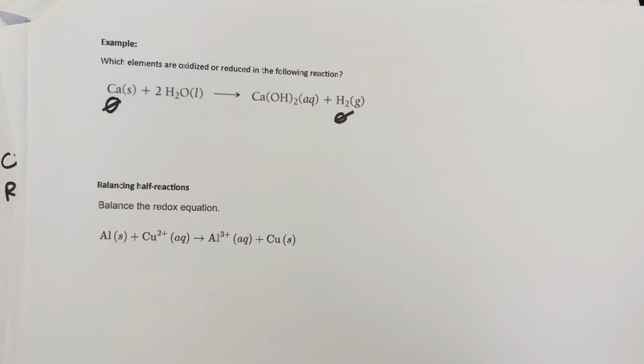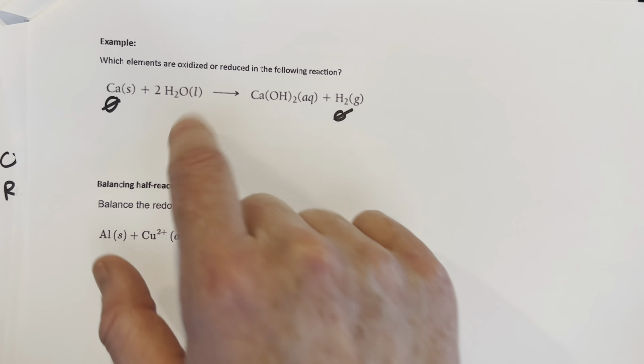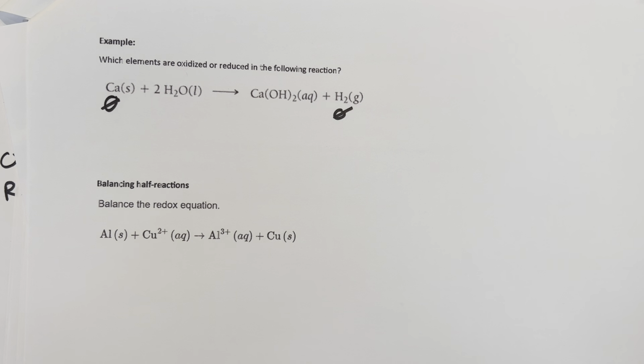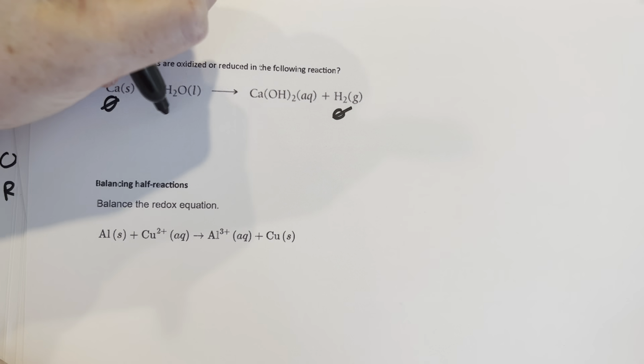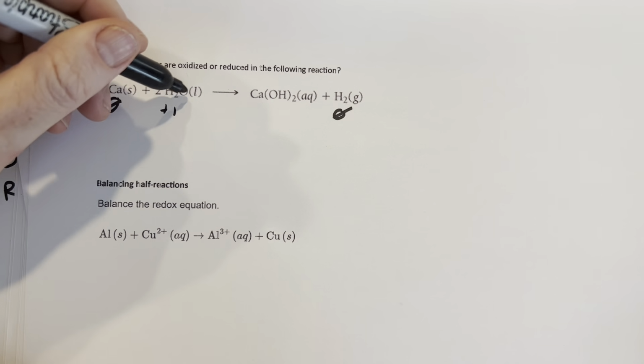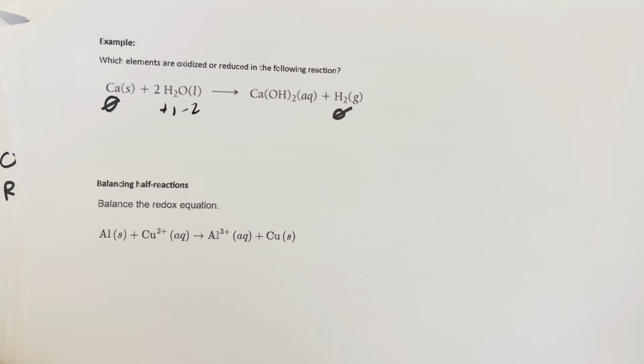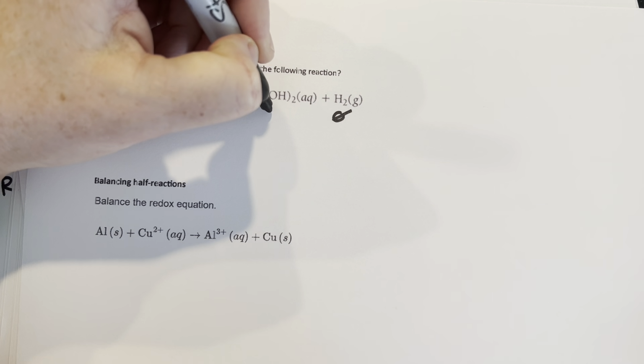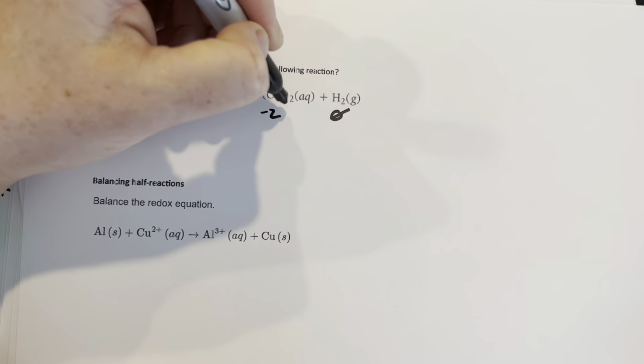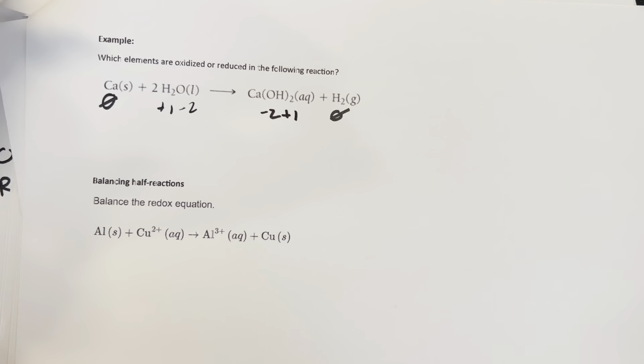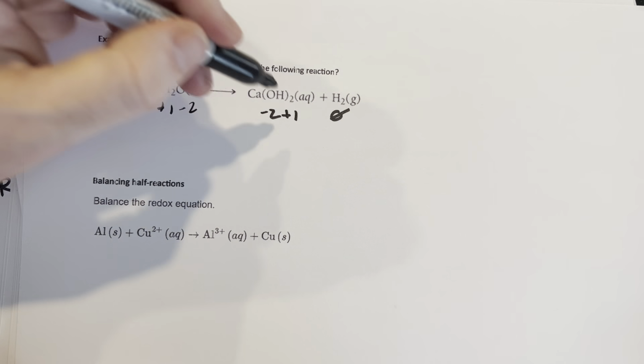Remember the rules. If hydrogen's paired with something, it's got a plus 1. And if oxygen is paired with something, it's got a -2. It's that simple. So if this hydrogen is paired with something, boom, plus 1. Is that oxygen paired with something? Boom, -2. Is this oxygen paired with something? -2. Is this hydrogen paired with something? Plus 1.